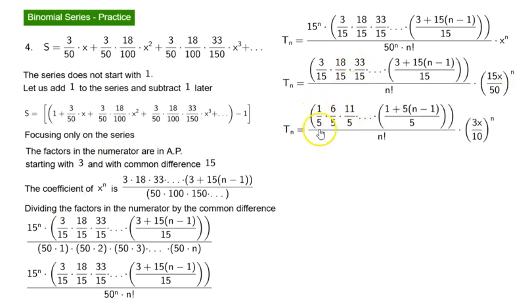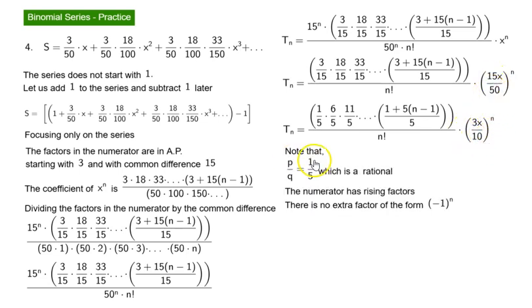Simplifying this, we get 1 by 5 times 6 by 5 times 11 by 5 and so on up to 1 plus 5 times n minus 1 by 5, the whole thing divided by n factorial times 3x by 10 to the power of n. So note that p by q is equal to 1 by 5, which is a rational. The numerator has rising factors. There is no extra factor of the form minus 1 to the power of n.